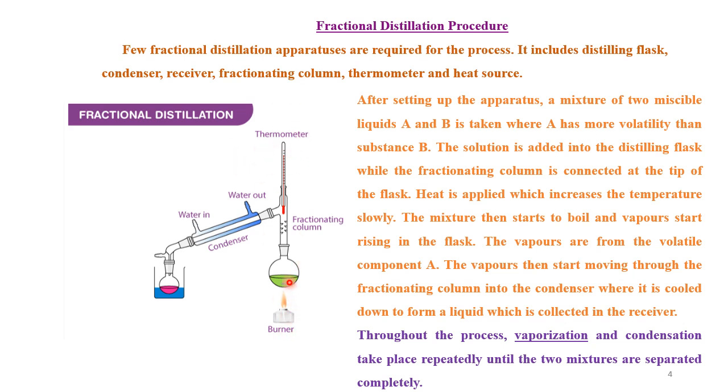After the heat is applied, the temperature is increased slowly. The mixture starts boiling and the vapor starts moving to the condenser and is cooled using the beaker. This is collected in the receiver. Throughout the process, vaporization and condensation take place repeatedly until the two liquids are separated completely.